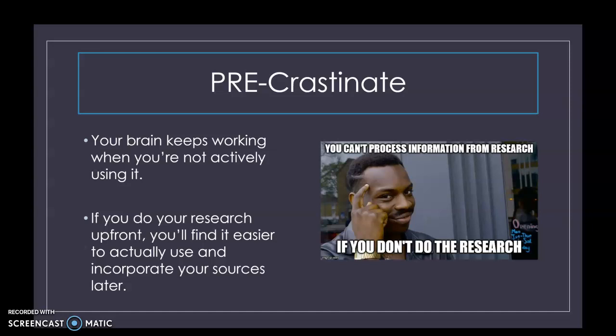Another reason I have you do this is because of a pet theory of mine. First, your brain is always working, even when you're not aware of it and when you're not actively using it. When you introduce new information to the brain, you have to give it time to make sense of that information and incorporate it into your long-term memory. When it comes to research, if you do some research up front, it gives your brain some time to do its magic, and you'll find it easier to use and incorporate your sources later. So be a precrastinator, not a procrastinator.